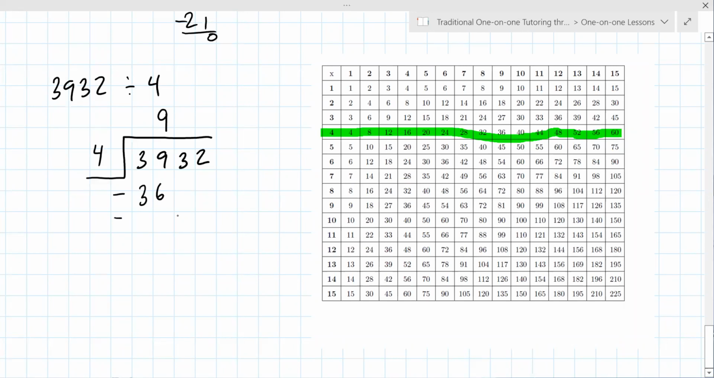Subtract 3. Bring down this 3. Did you put an 8 up here? Yes. 8 times 4 is 32. Subtract 1. Bring the 2 down. 4 goes into 12 3 times. Is that your final answer?